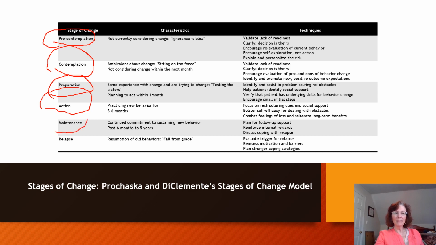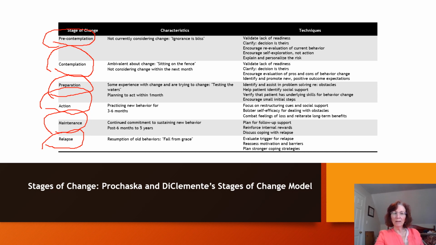Then there's the maintenance stage of change, which is continued commitment to sustaining a new behavior for at least 6 months to 5 years. The plan for follow-up support. We help reinforce internal rewards. We discuss coping with relapse and what that may look like, and we develop a relapse prevention and aftercare plan at this stage.